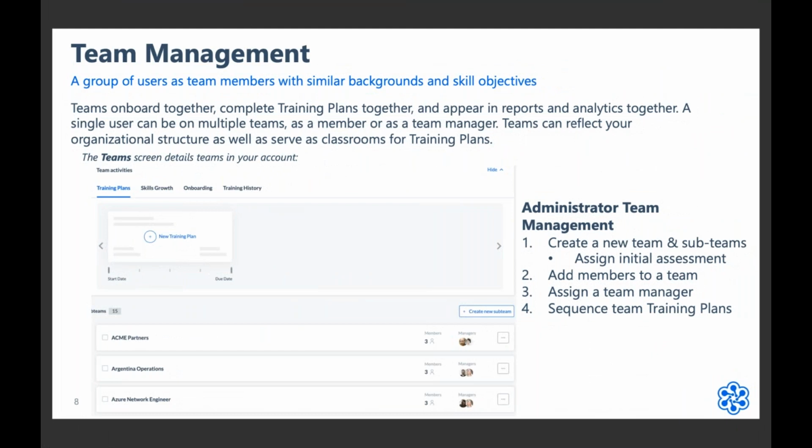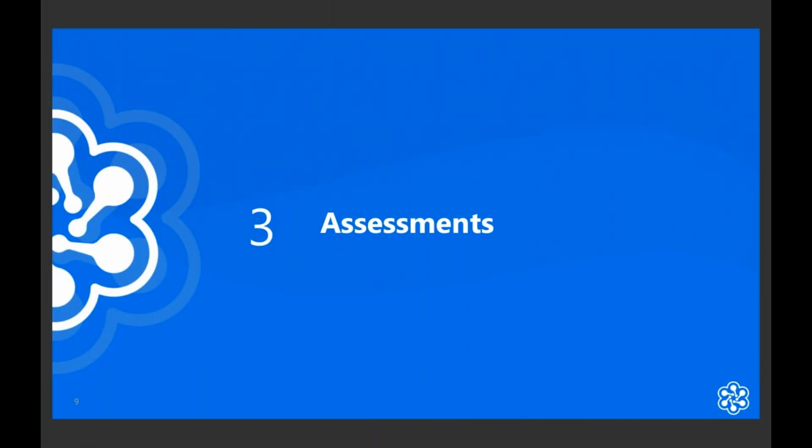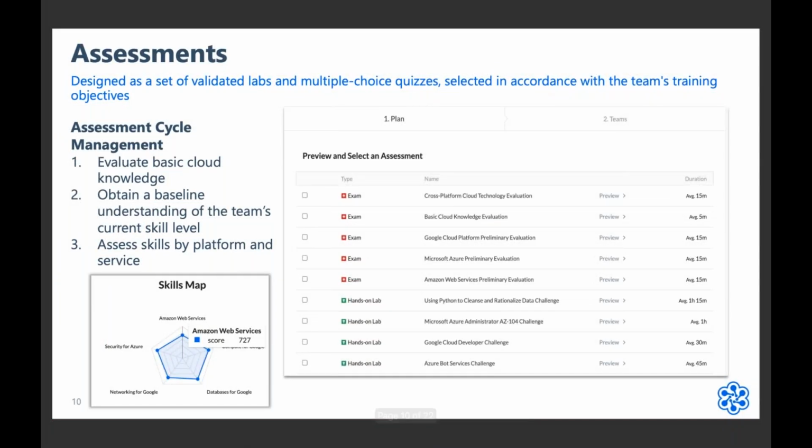All right, so now that we talked about team management, let's talk about that initial assessment a little bit more. So as you saw, the assessments are set as validated labs or multiple choice quizzes, selected in accordance with the team's training objectives. So this is really just to obtain a baseline understanding of your team's current skill level. We're going to assess all your team skills by platform and by service. Once your team completes this initial assessment, a skill profile will be created for that user.